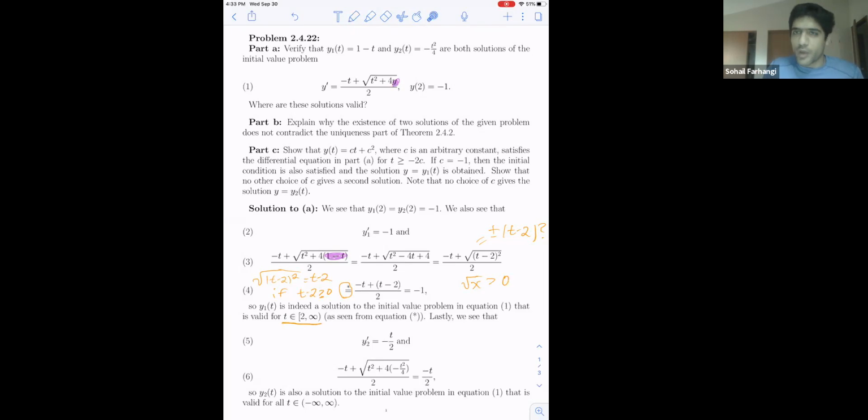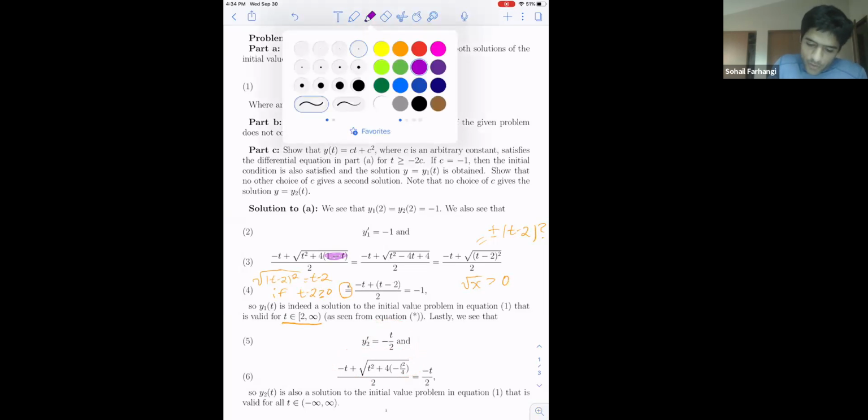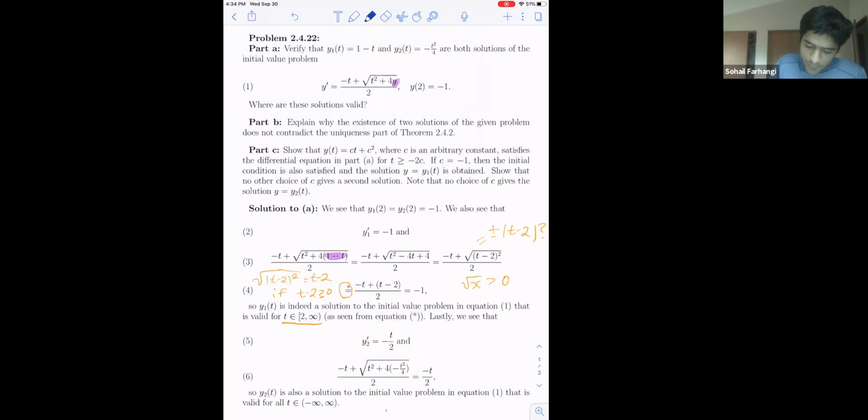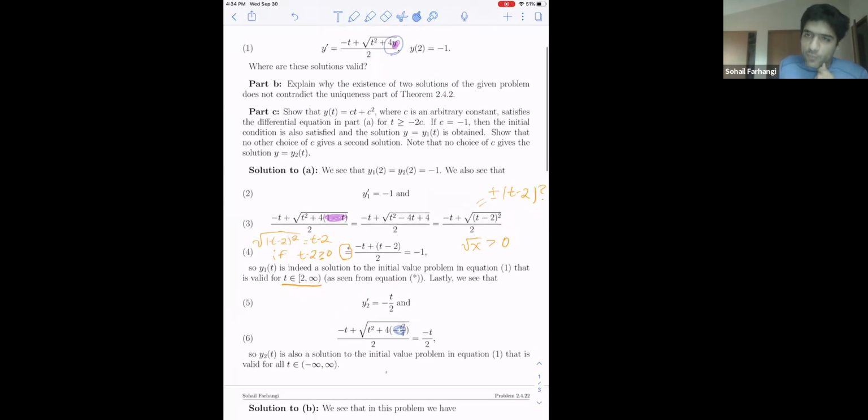Then that's it for y1. Now we want to check that y2 is also a solution. So sure enough, if we take a derivative of negative t squared over 4, then we're just going to get negative t over 2. And then if we go ahead and plug in our y2, then we're just going to get square root of 0. The t squared plus 4 times negative t squared over 4 all cancels out to 0. So we'll just simplify it to be negative t over 2. So sure enough, y2 of t is also a solution.